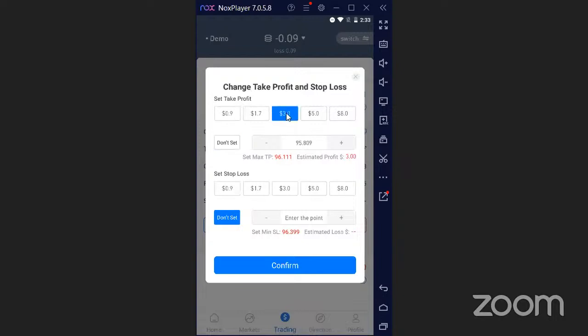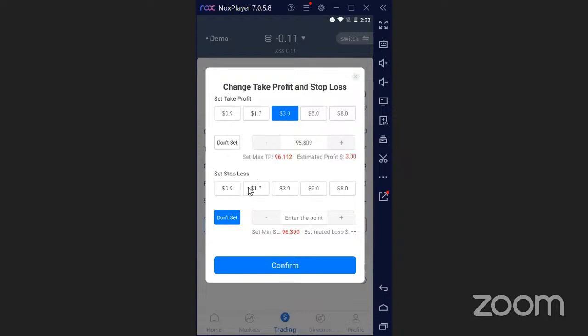I can set my take profit by choosing any of these amounts. Okay, so these are in dollars. This is 0.9 cent. This is $1.7, $3.0, $5.0, then $8.0. So let's say I want the trade, when it gets to $3, to give me my profit.